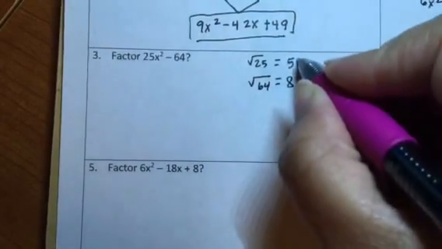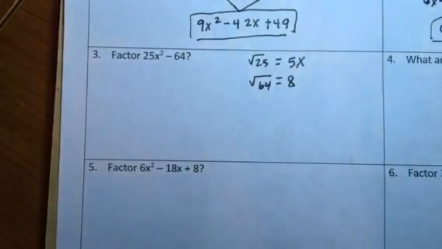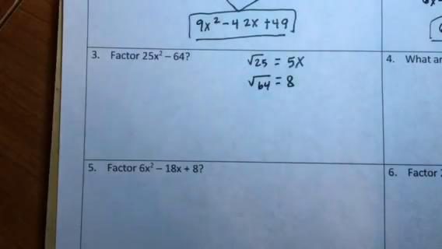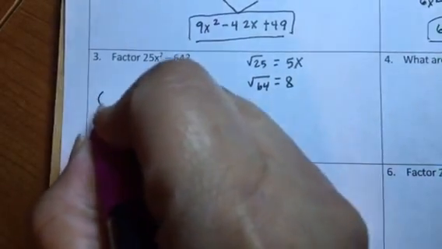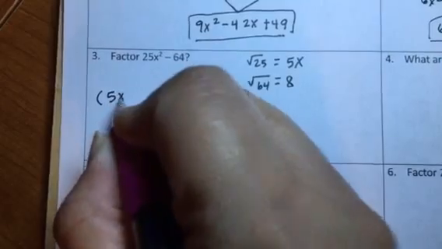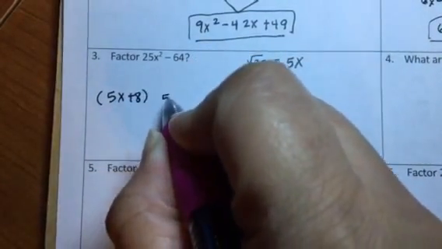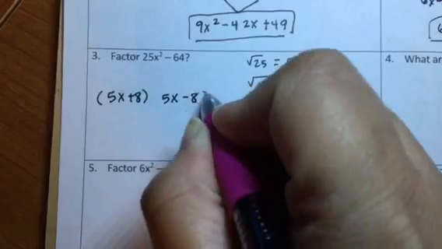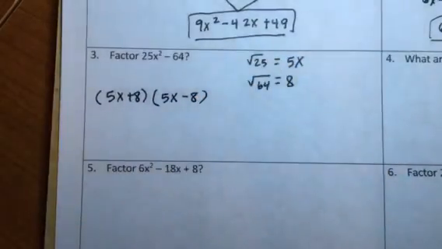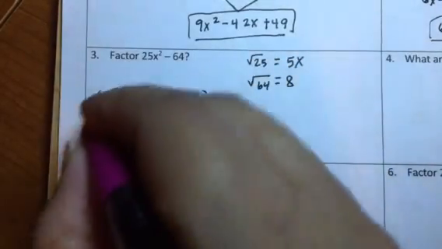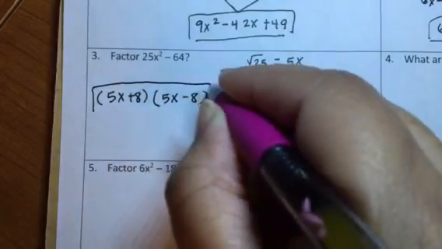And if you'll remember, today I talked about making sure that you include that x there. So what you're going to do is you're going to say (5x + 8)(5x - 8). And then there's your answer. That's all you need to do with factoring.